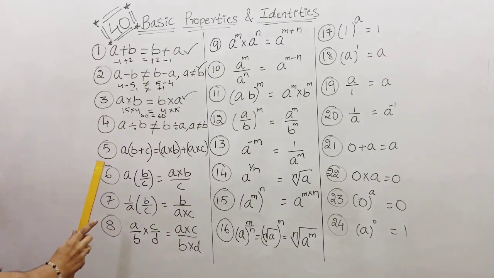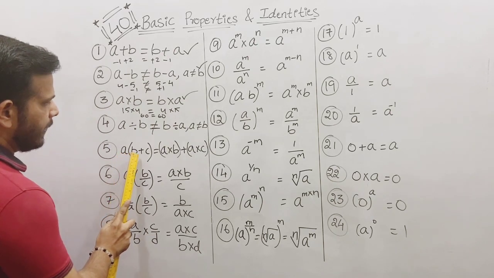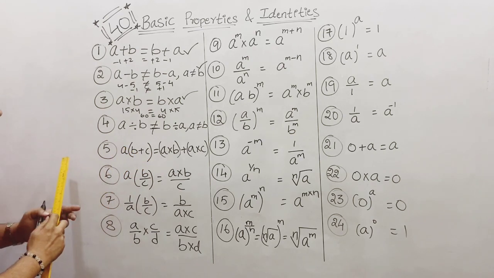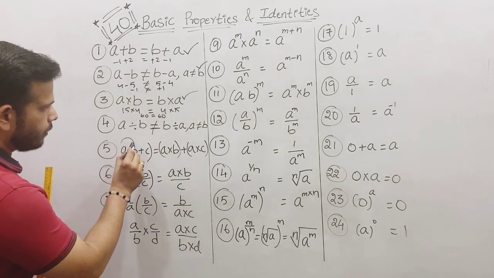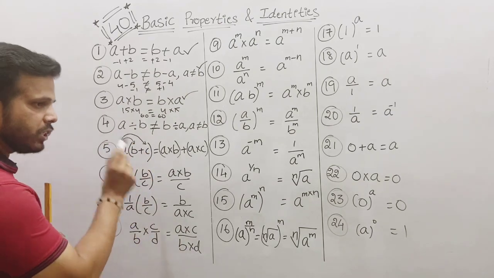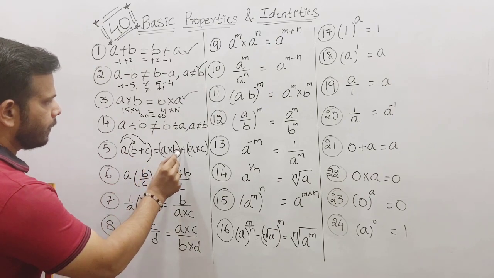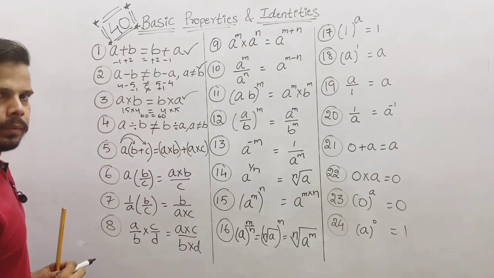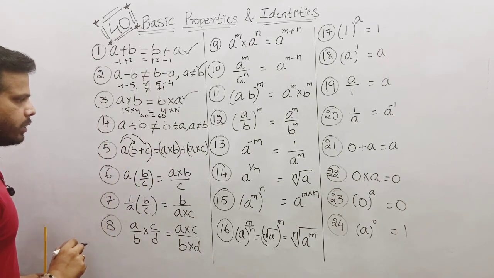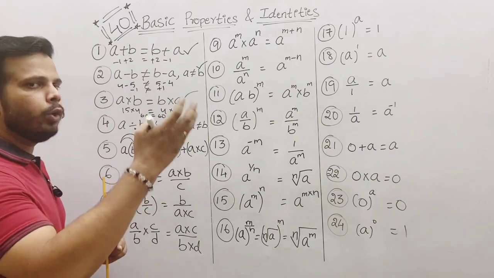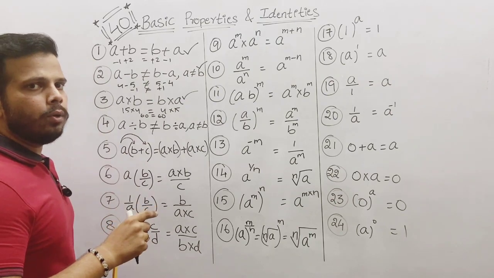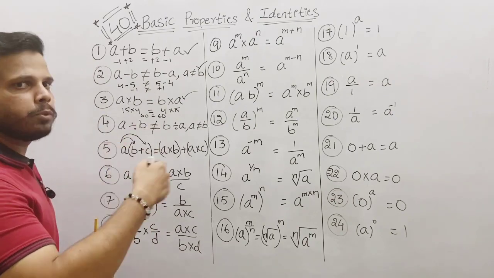Next, a into (b plus c). Observe this bracket carefully. Here we multiply this a with b and also with c. Not can, must. We must multiply a into b plus a into c. If there are negative symbols, you have to do the calculations accordingly. In the next video I will be doing calculations on all these properties. Observe that video also, you will understand how to make it more speedy and accurate.